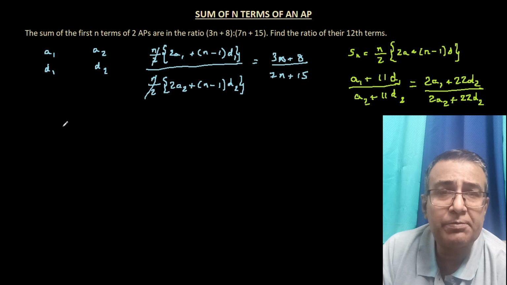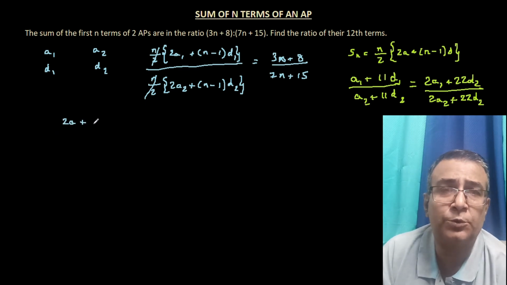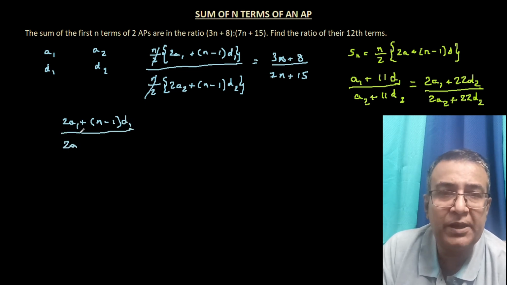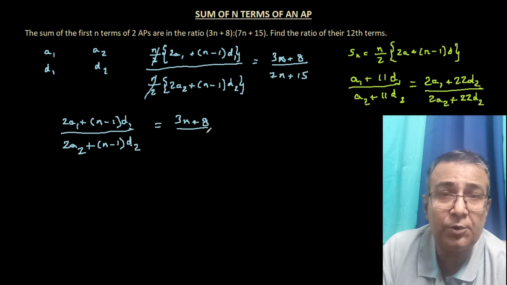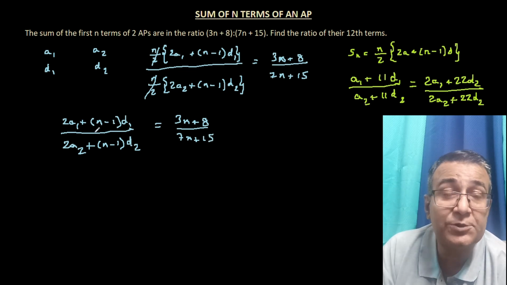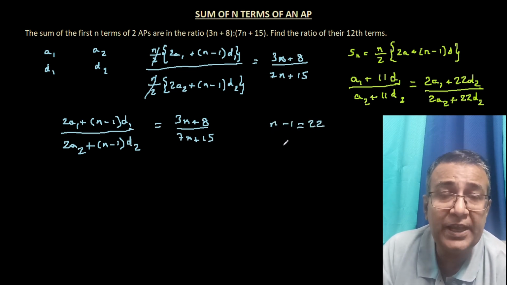Now once again let's start by writing out what has been given to us. So 2a1 plus n minus 1 times d1 over 2a2 plus n minus 1 times d2, that is given to us as 3n plus 8 over 7n plus 15. And what needs to be found out is 2a1 plus 22d1, which means here n minus 1 should be equal to 22. Now if we take n minus 1 equals 22, one can then go to the other side, so that gives us a value of n as 23.